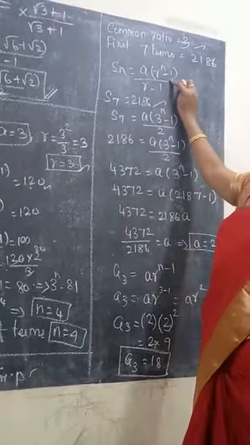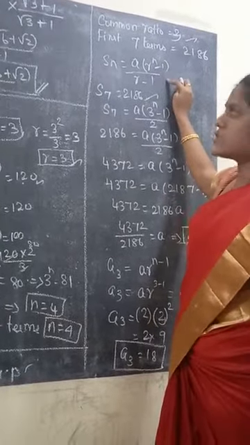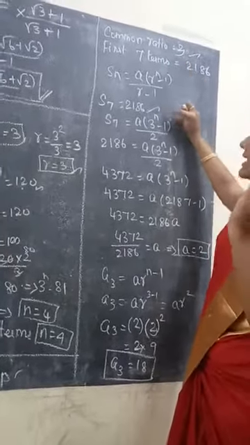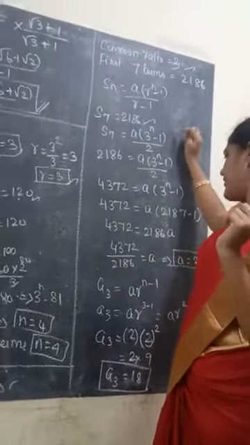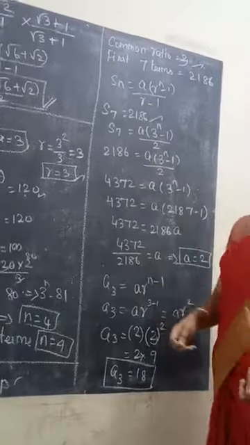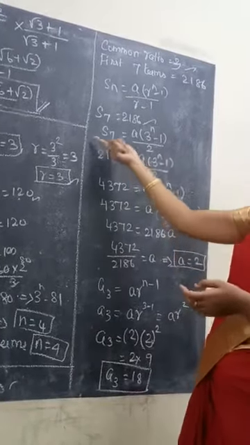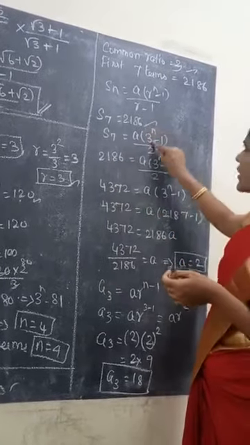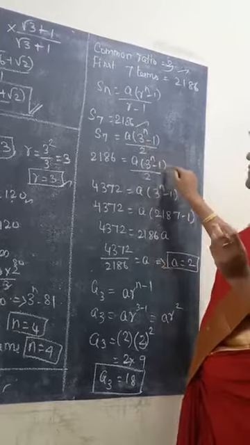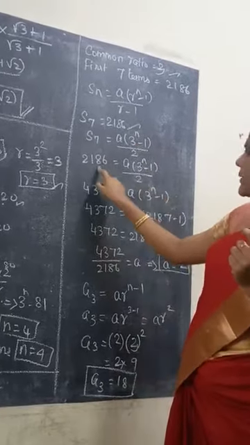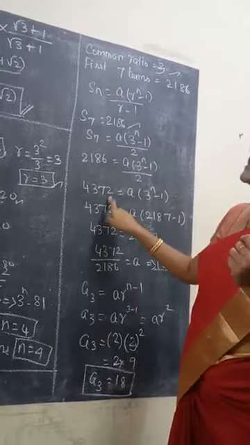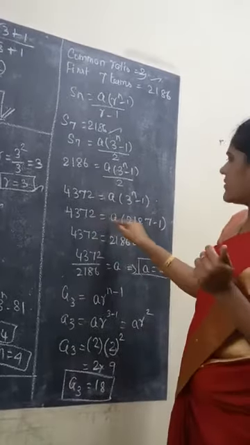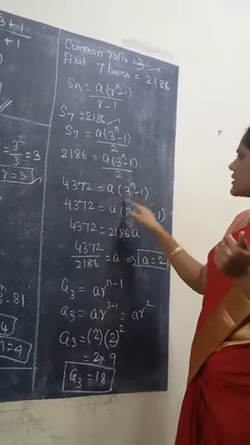What is the Sn formula? Sn equal to A into R power n minus 1 divided by R minus 1. Now we have the ratio value and Sn value. We need to find the A value. Okay, how do you find A? We need to substitute in the formula. Listen, S7 value 2186 equal to A into, what is the R value? 3. So 3 power n minus 1 divided by 2. Upper 2186 into 2 is 4372 equal to A into 3 power n minus 1.